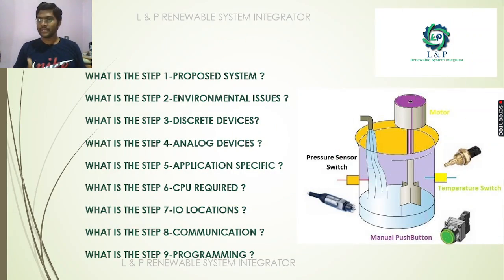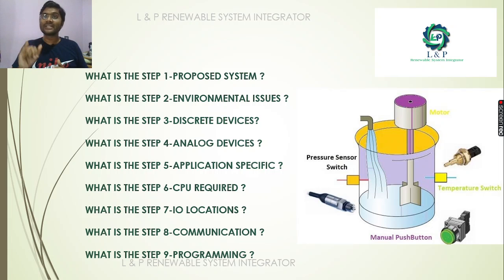As we told earlier, let's try to have a summary. The first most important step is that you need to know about your proposed system, and you need to have a clear idea about the environmental issues that you're going to face in your field. The third thing is that you need to know how many digital input and digital output devices you're going to connect. For that, you need to have a field analysis. And fourth, you need to make sure how many analog input and analog output devices you're going to connect. And most importantly, is there any application specific controller you have to choose or not? That thing you have to decide.